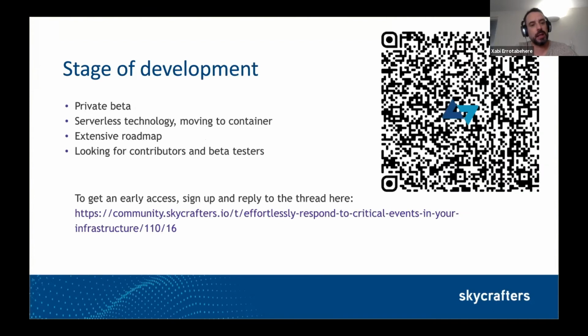The stage of development, as I was saying, is a private beta. It's using serverless technologies, a bunch of Lambda functions on AWS. The idea is to move that into a container solution, so this can be deployed to any cloud infrastructure. There is a roadmap that I have in mind that is pretty extensive and growing every day. But because we don't have as many contributors, the roadmap grows and the code doesn't grow as fast, obviously. That's why we're looking for contributors and beta testers.